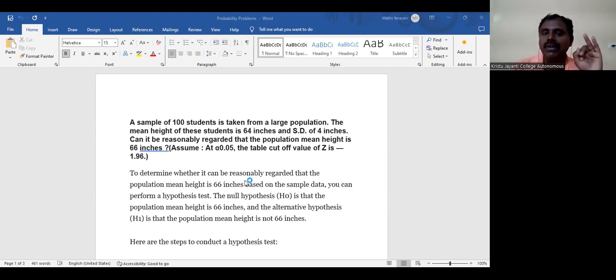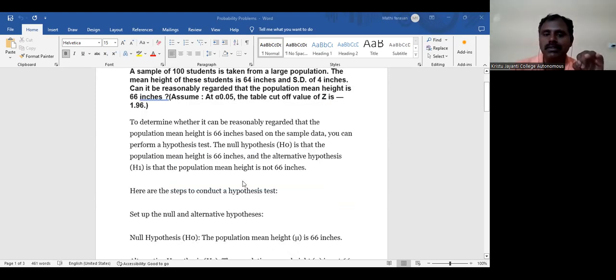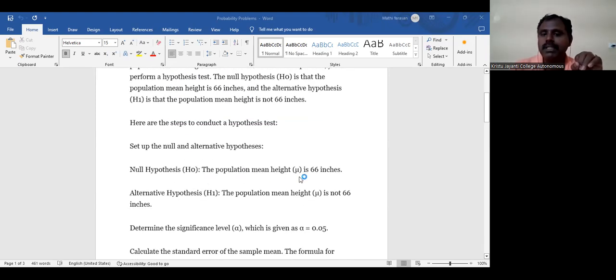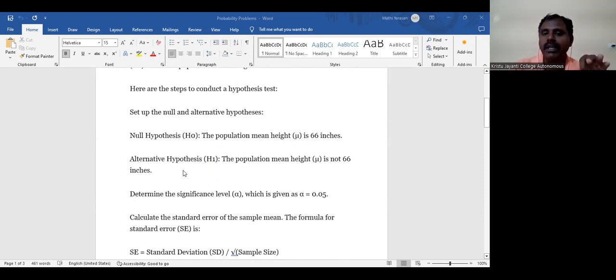Null hypothesis is whatever statement they have given. They have given here that the mean height is 66 inches. So we take that as the null hypothesis: the population mean height is 66 inches. And then we have to keep the alternative hypothesis: the mean height is not 66 inches. These two we are taking based on the given statement. This part will be clear, no? How we are setting the null hypothesis and alternative hypothesis. All are clear, no?